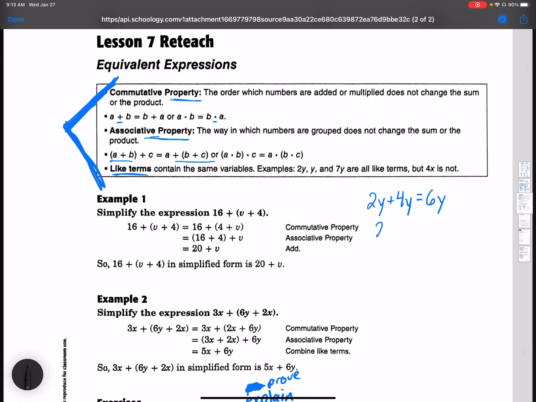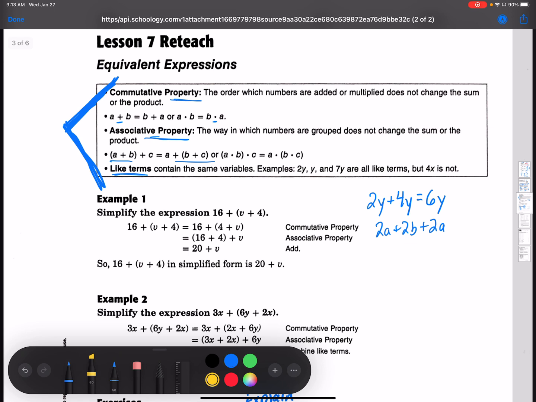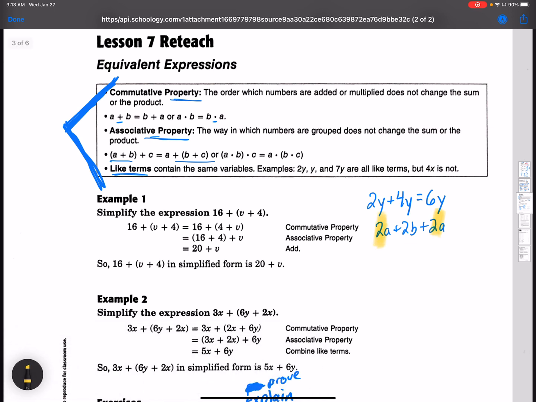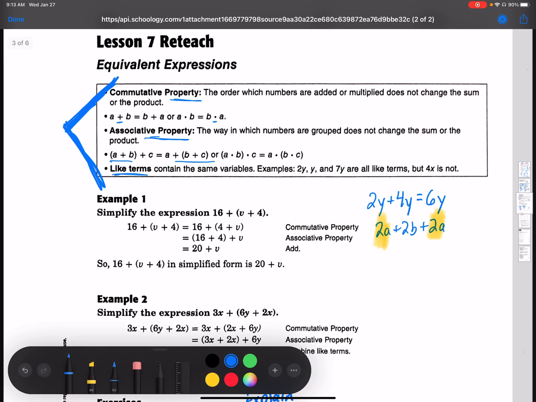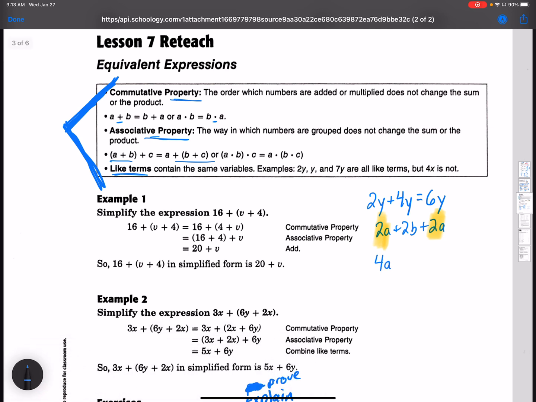Or if I have 2a plus 2b plus 2a, again, I try to let you know in class that some students like to use flair pens or colored pencils, and they color coordinate. So since those are the A's, they highlight maybe the A's, and then they put those A's together. So now you have 4A plus 2B.